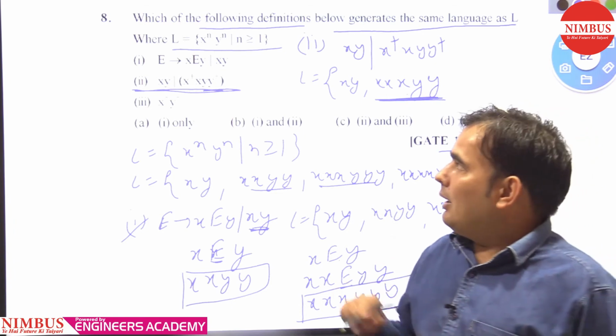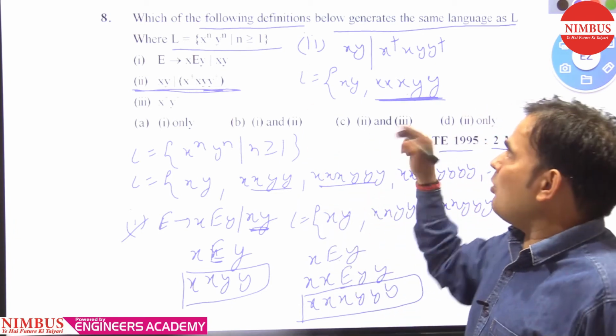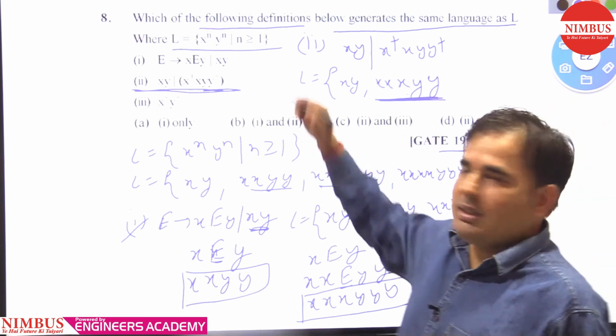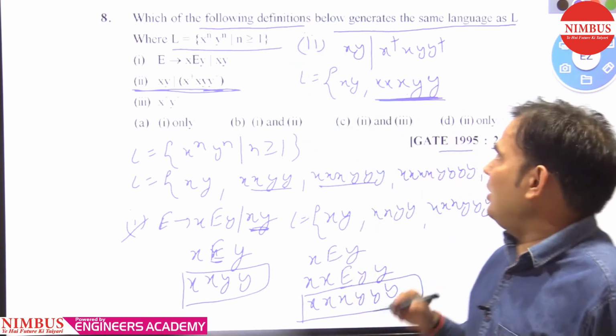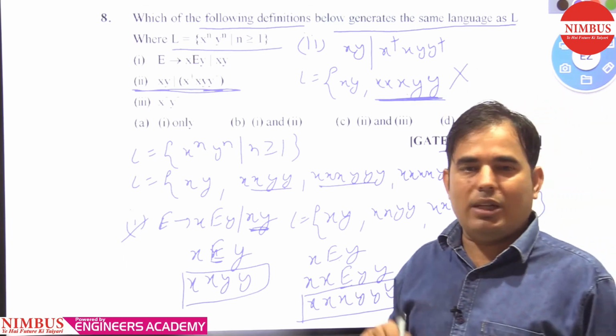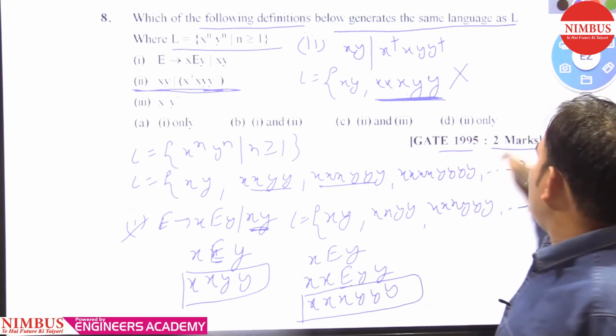It is asking which one generates the language similar to the given language in the question. The second statement does not generate the similar language, so this one is not correct.